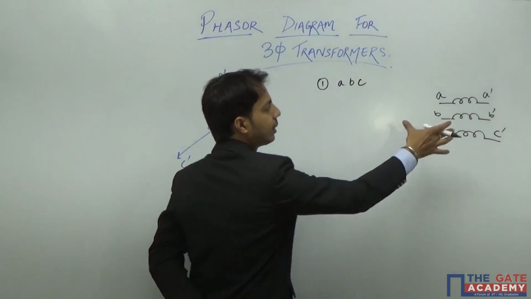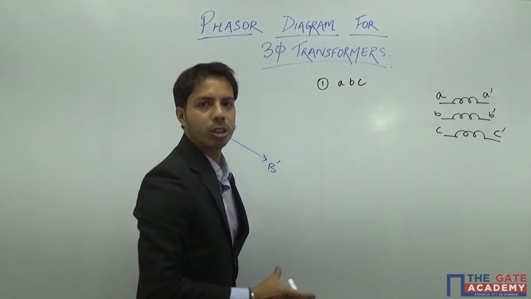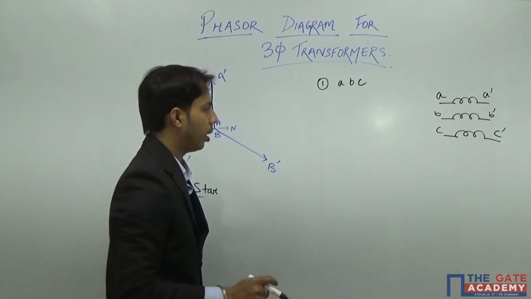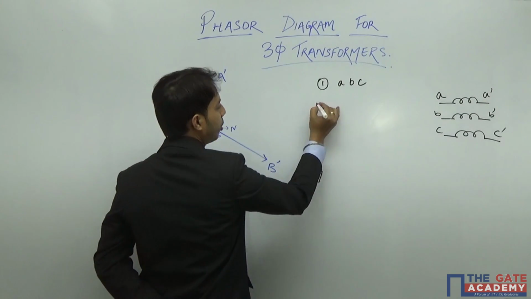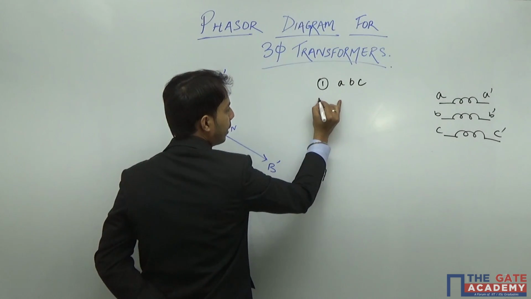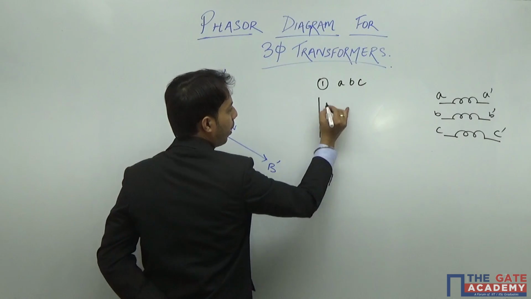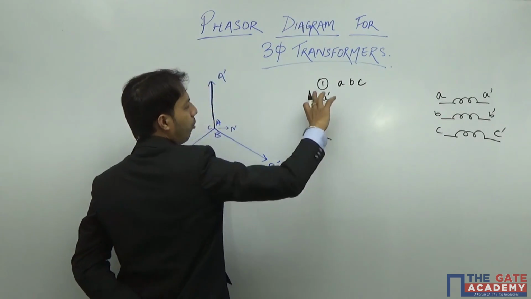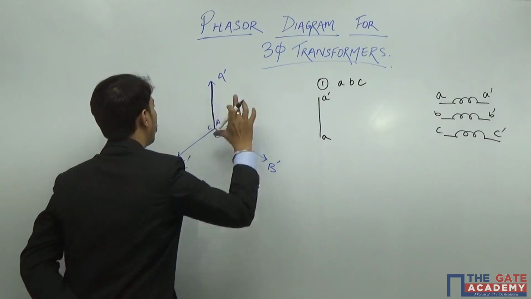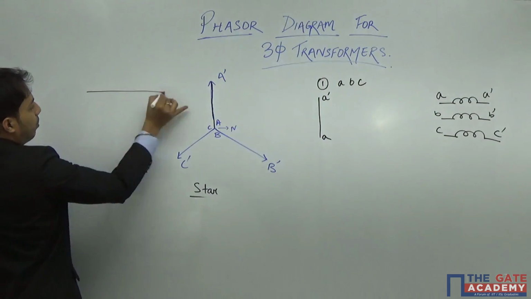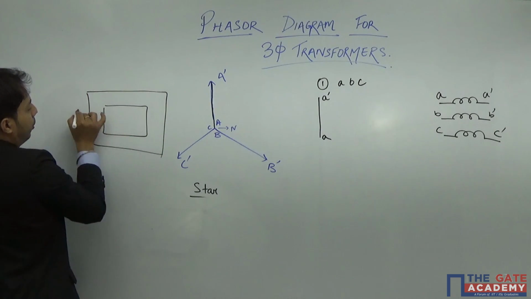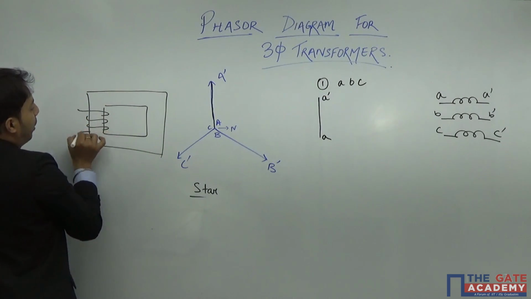So the secondary side of this A phase, the phase EMF will always be in phase. That means you see what will happen. What I'm trying to say is my A dash A will always be in phase, always. Because, why? Because, see, this is my transformer, as I have already said.